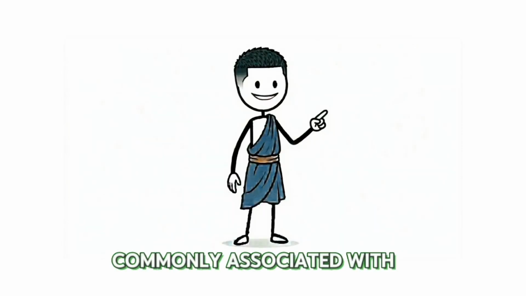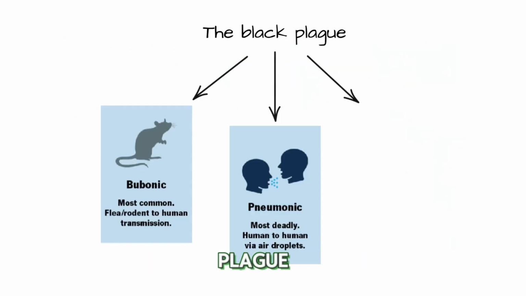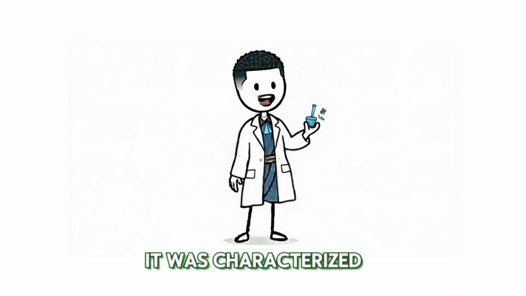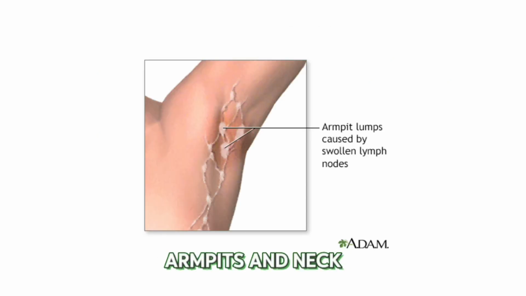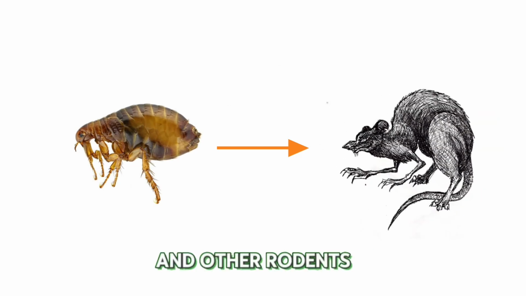The disease is commonly associated with three forms: bubonic plague, pneumonic plague, and septicemic plague. Bubonic plague was the most common form of the disease. It was characterized by the appearance of swollen lymph nodes in the groin, armpits, and neck. The disease was spread by fleas that infested rats and other rodents.